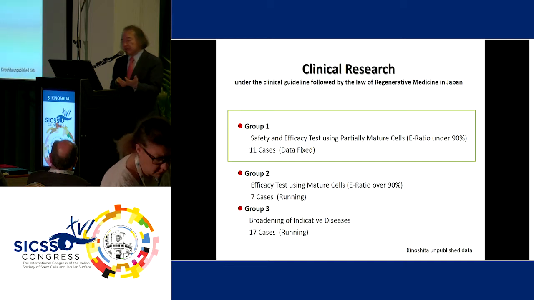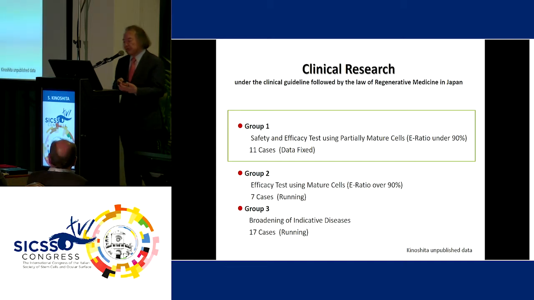11 cases. About 1 month ago, we just fixed the data. Group 2 is efficacy testing using the mature cells, E ratio over 90%, and 7 cases, that is still running. And then group 3, we try to broaden the indicative diseases, such as bullous keratopathy with bleb formation or some after corneal transplantation failed graft, 17 cases, that is still running.